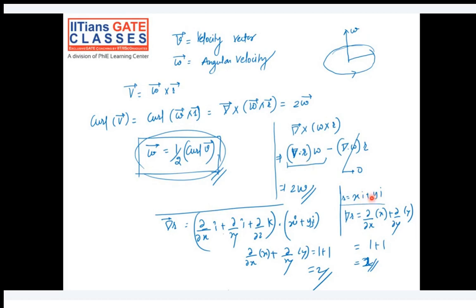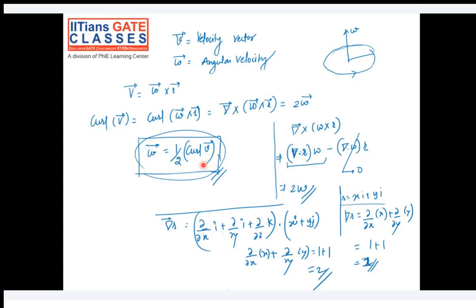In short, what I'm trying to explain is, if the angular velocity vector is to be calculated, it is half of the curl of the velocity vector. So this is the relationship between the angular velocity vector and the velocity vector of a particle.